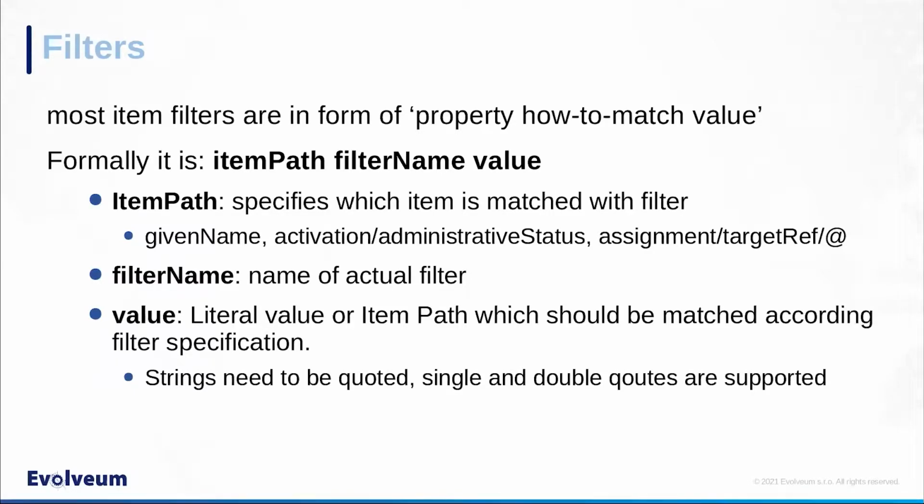Then there is the filter name. That's the name of the actual filter. In some cases, it could be also the short alias of the filter. And the last part is the value. For most of the filters, we support only literal values. And if the literal value is a string, it needs to be quoted, because for some filters there is also an option to use a path, an item path, and we cannot distinguish simply if it's a string or an item path.